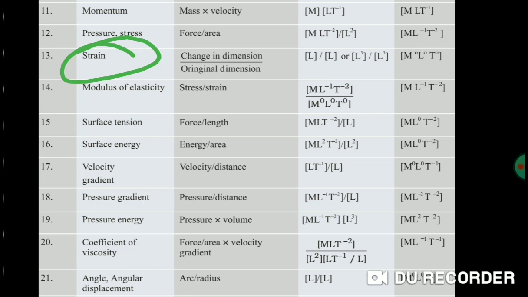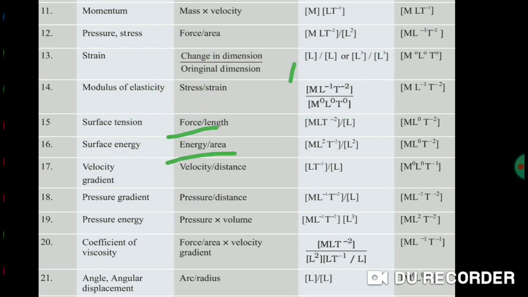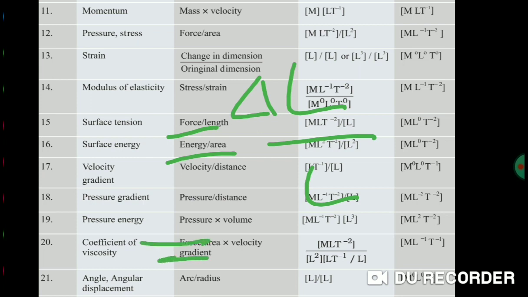So strain, the general formula of strain, is change in dimension divided by original dimension. See, the word dimension is what we have discussed. So strain is what? If we take one dimension, let us suppose change in length by original length. This delta sign is for change. So change in length by original length. The dimensional formula of length is again L, so L by L cancels.